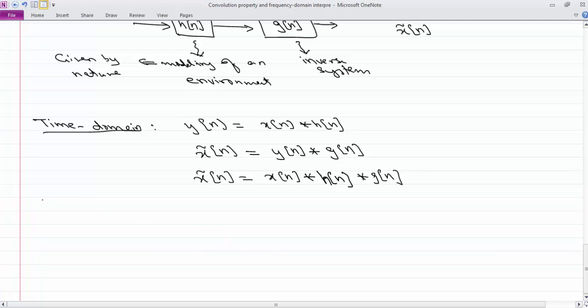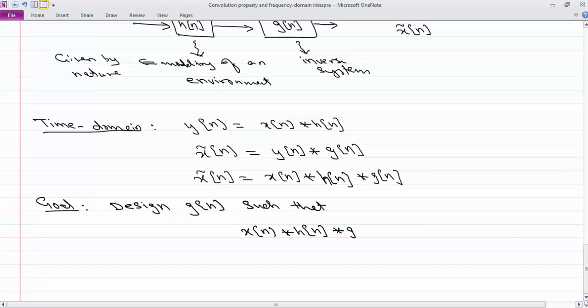So the goal then is to design g n such that x n convolved with h n, which you assume is convolved with g n, equals x n. Right? Now this is a difficult problem to wrap your head around if you just look at the convolution expression. You can keep on staring at it. It may reveal the answer to you or not. But the way we can do that is using the frequency domain expression. So this is the frequency domain equivalent of these equations.